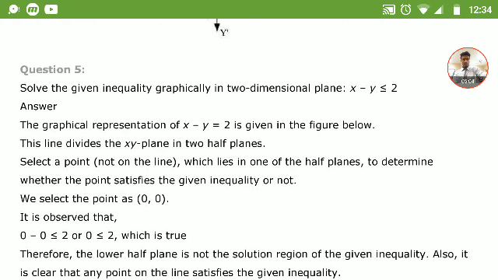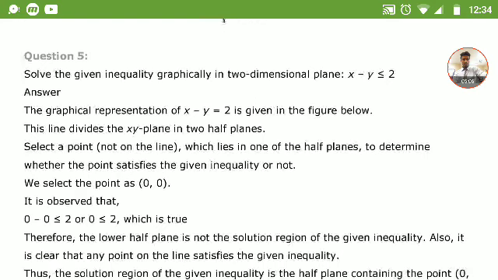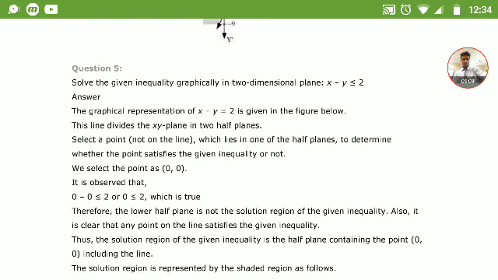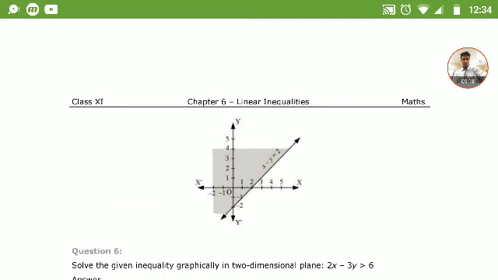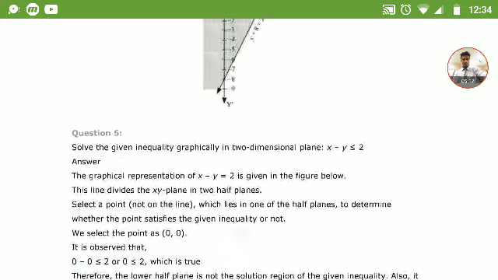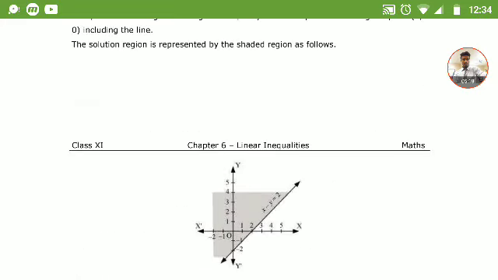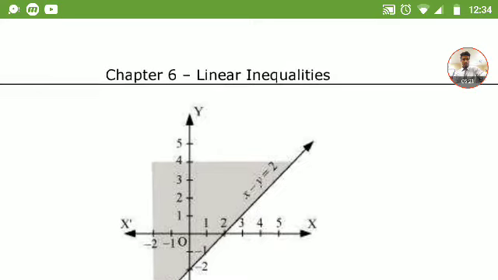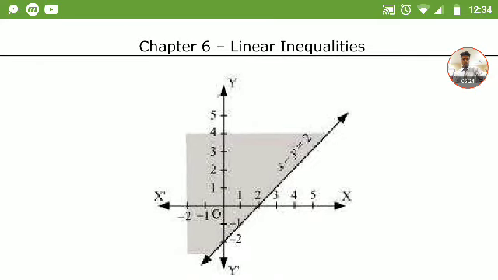Coming to question number 5, these all numericals are the same, that is why I'm going through it once. Okay, question number 5, you have the same thing, you draw the graph x minus y, you know how to draw the graph. Origin will be included, because 0 is less than 2, that is a solid line. Out here you see a clear solid line, and origin is included.